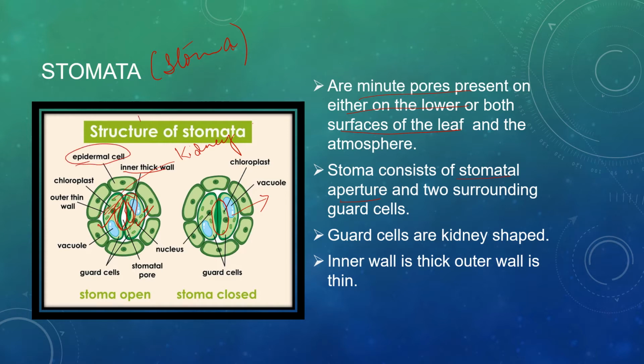This structure of stomata is very important. With this labeled diagram, please do practice the structure of stomata. Now this is the diagram when the guard cells are open, that is, the stomatal aperture or pore is open, and this is the diagram when the stomatal aperture is closed, that is, the guard cells are in a flaccid condition. Why this opening and closing is happening, we will discuss in the next slide.